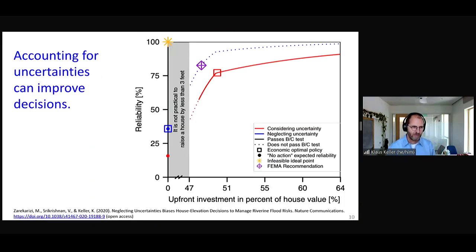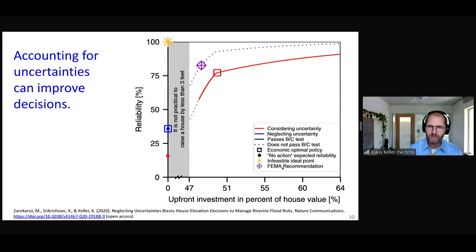So it turns out, for elevating a house, there's a recommendation. FEMA gives you a recommendation of baseline elevation plus a certain freeboard, and then you have to pass a cost-benefit test. From a decision theoretical point of view, what you would often like to do is consider, for example, reliability. Let's say never flooding is 100%. And investment cost, and the ideal point, of course, is you pay nothing and you're safe, which is the star here. But that's not possible in this region because you flood a lot and houses do get flooded.